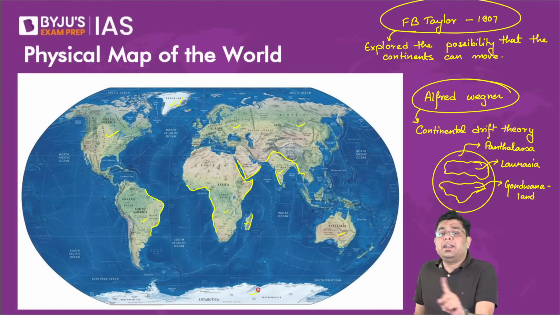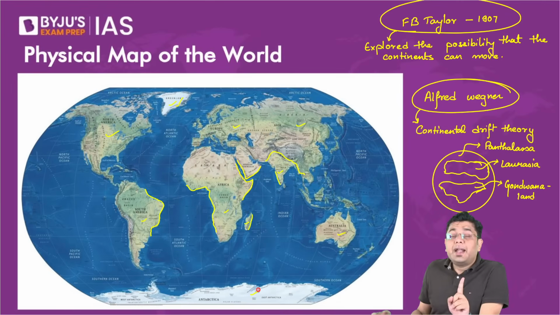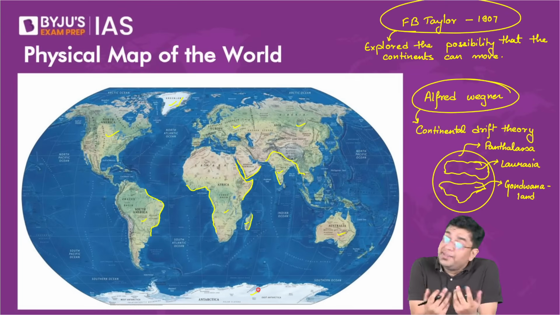Because you have to understand here, right now it is easy to imagine that yes, the continents might be drifting, but 100 years back that was close to blasphemy.